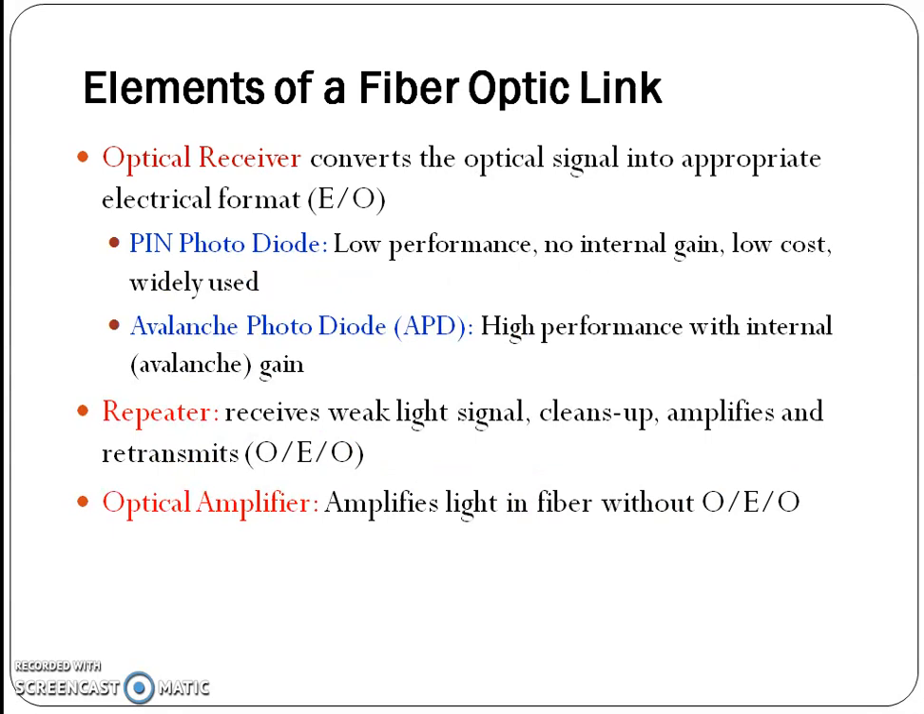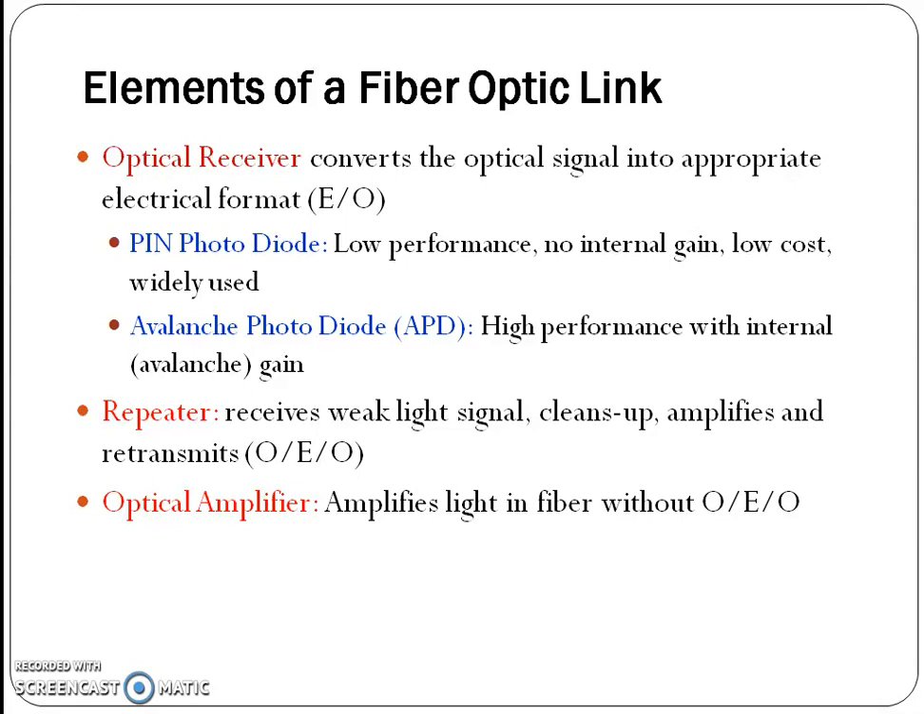Then the optical receiver at the destination end is used to convert the optical signal into the appropriate electrical format. There are two optical detectors used. They are pin photodiode and avalanche photodiode. Pin photodiode has low performance and no internal gain, and it is very low cost and widely used. Avalanche photodiode has high performance with internal gain, which is called avalanche gain. So it is used in long distance communication.